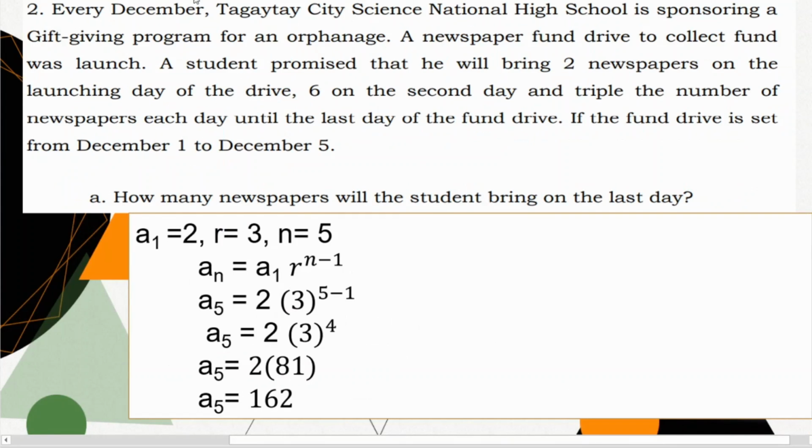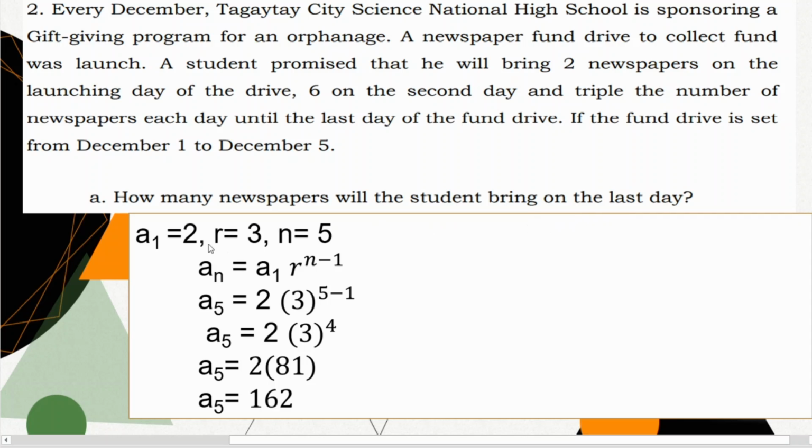For number 2, every December, Tagaytay Science National High School is sponsoring a gift-giving program for an orphanage. A newspaper drive to collect funds was launched, and the student promised that he will bring 2 newspapers on the launching day of the drive, 6 on the second day, and triple the number of newspapers each day until the last day of the fund drive.